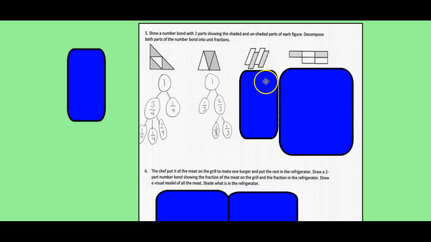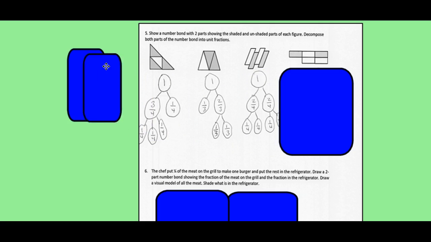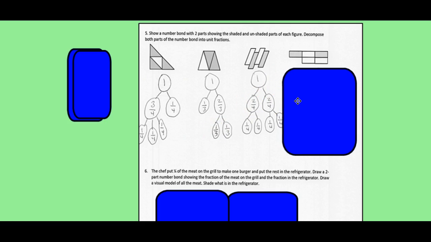Okay, moving on to the next shape, there are 4 equal parts in the whole. 2 parts are shaded and 2 parts are not shaded, so that's where we get 2/4 and 2/4. And this time we're having to decompose both of these fractions because we have to break it down into unit fractions. So we know that 2/4 is made of 1/4 and 1/4. And we know that 2/4 is made of 1/4 and 1/4. So we've got all of these unit fractions here for both of those fractions.